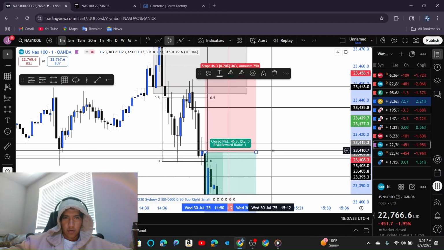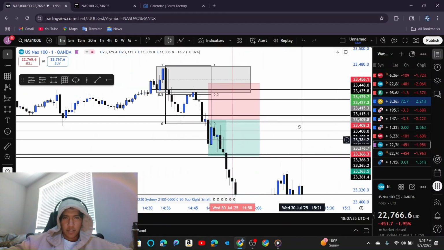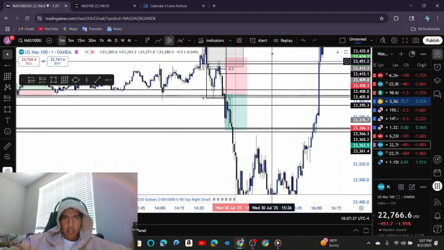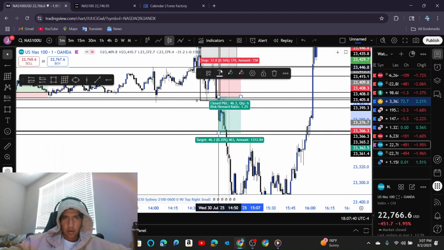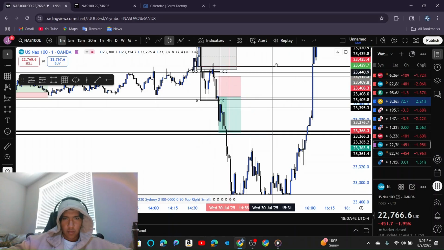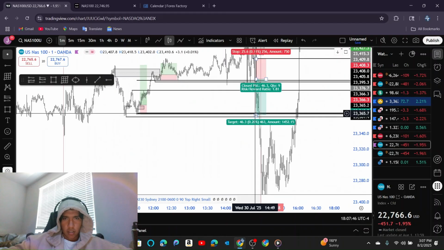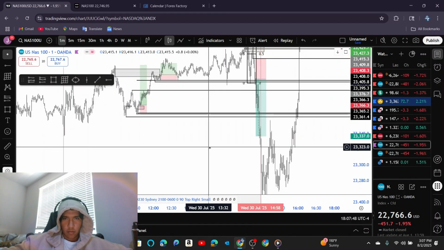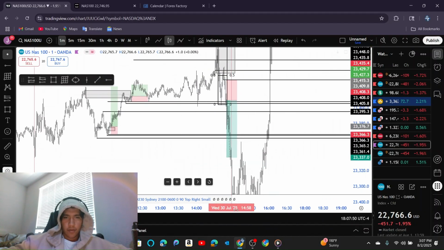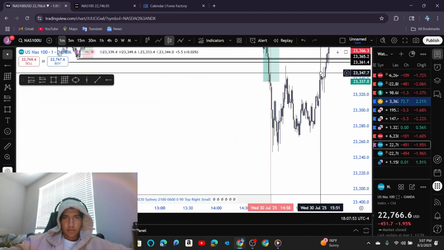Boom, enter. And what happens? We can set stops here, right below. Boom. Take profits, previous draws. I don't know. Let's say here. Boom. What is that? 3.3 to 1 risk reward.